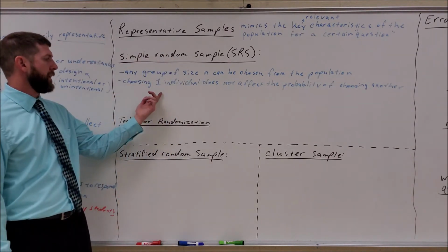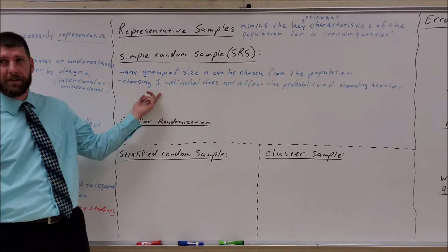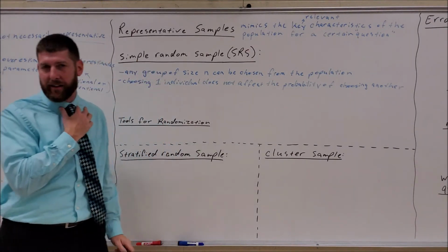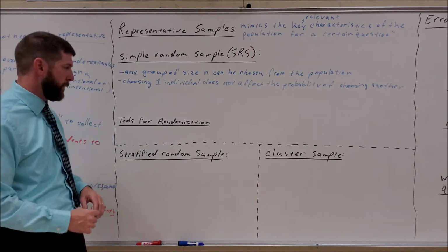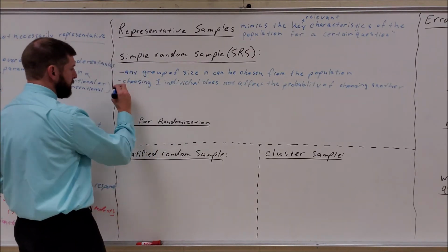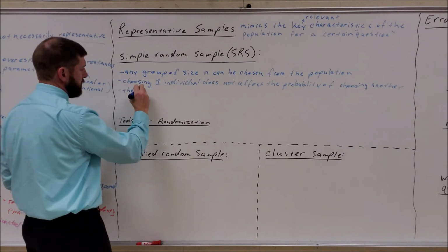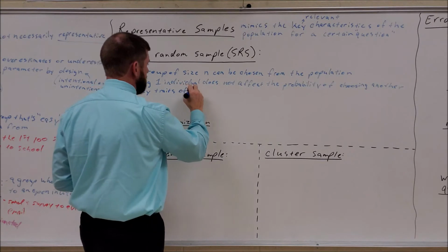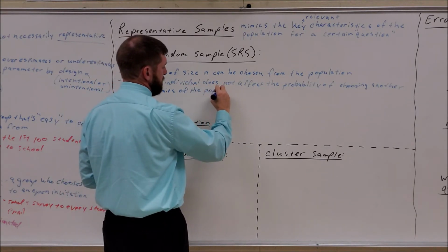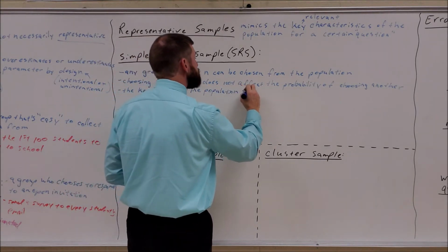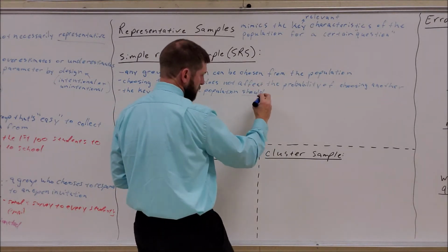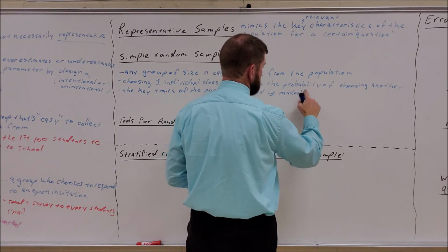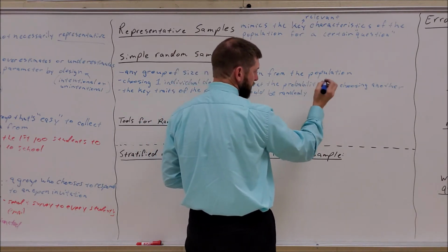Now, the reason that we're okay with that possibility is that it's very, very tiny that it happens. What is more likely to happen is that the key characteristics or key traits of the population should be randomly distributed throughout the sample.